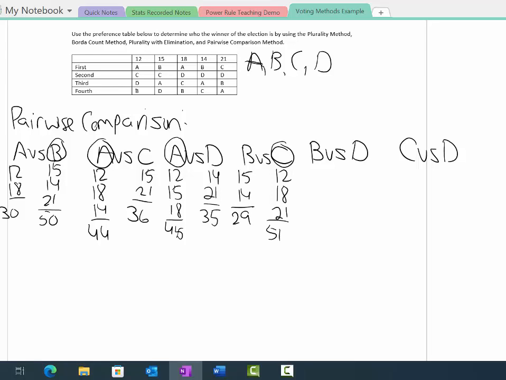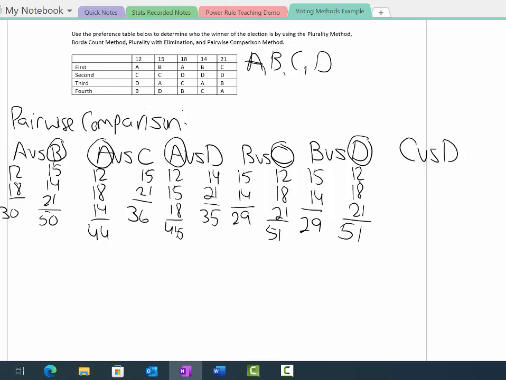Okay, now let's do B versus D. So D is on top of B, that's 12. B is on top of D, that's 15. D is on top of B, that's 14. B is on top of D, that's 14. And D is on top of B here, that's 21. Add them up. So notice I had to change the 14 to 18 for D. Now let's add them up. That's 29 and 51. So D wins this round.